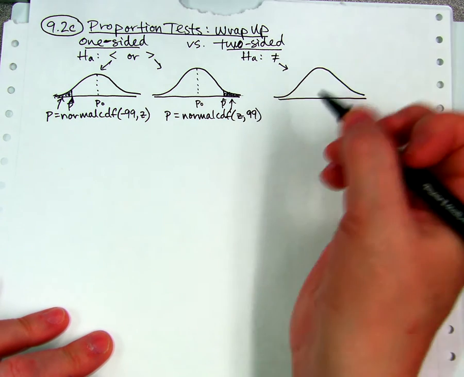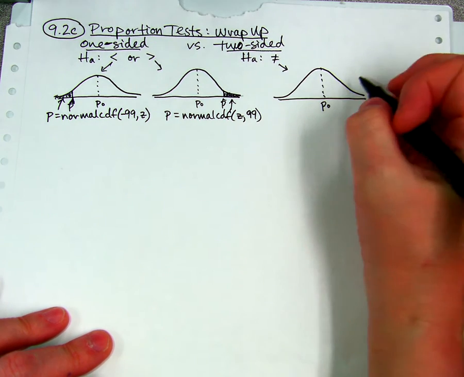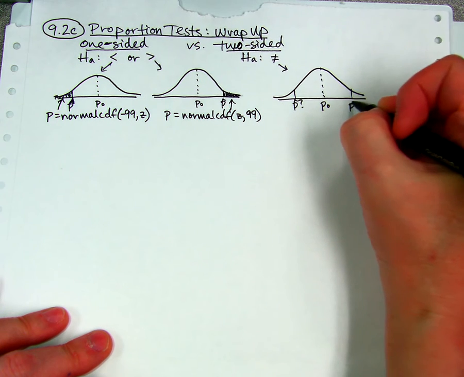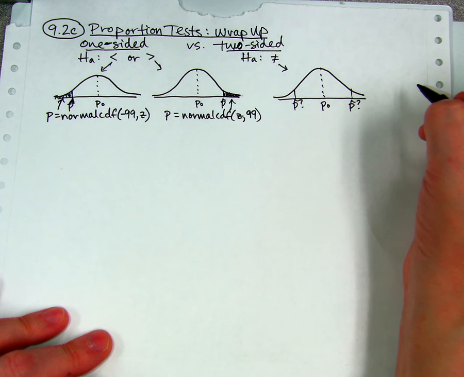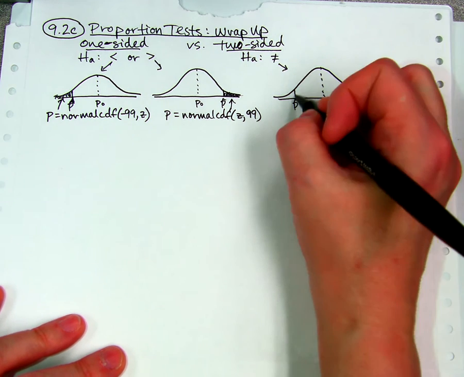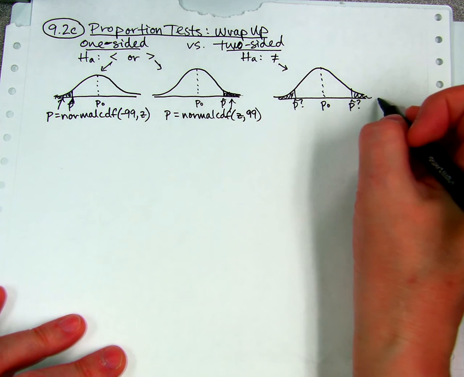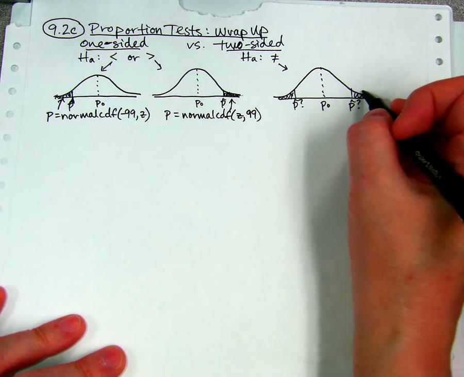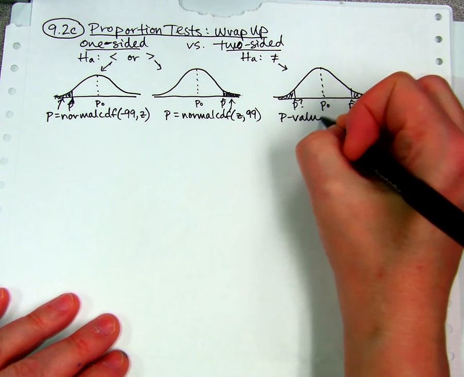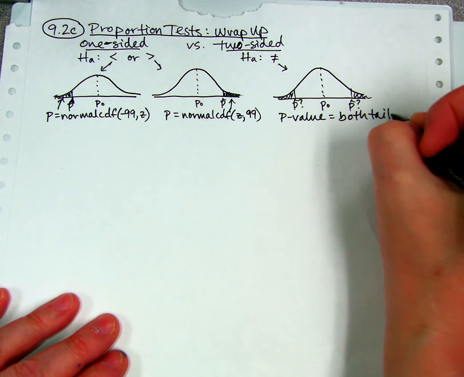Two-sided, well, what that means is I don't really know which direction my p hat's going to be in. So p hat might be over here, or it might be over here, and I don't know which one's going to happen in advance. But either one would be interesting to me. I'd be interested if it comes out over here, and I'd also be interested if it comes out over here. Both of these are significant regions, so that means that my P-value needs to be both tails added together. Sometimes it's called a two-tailed test.